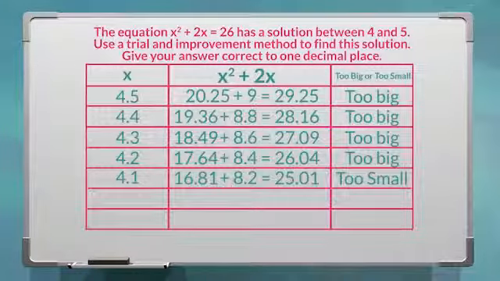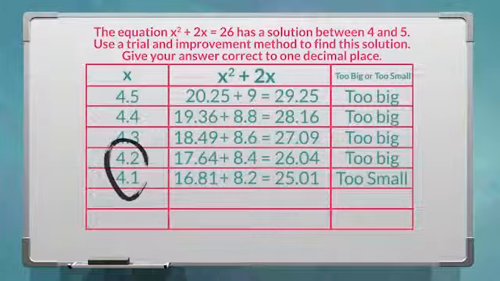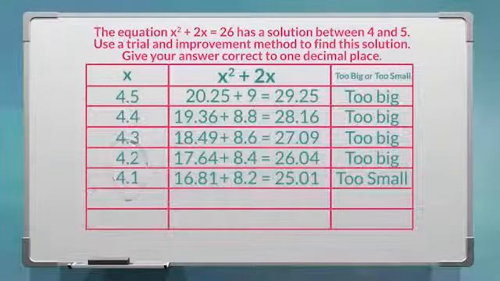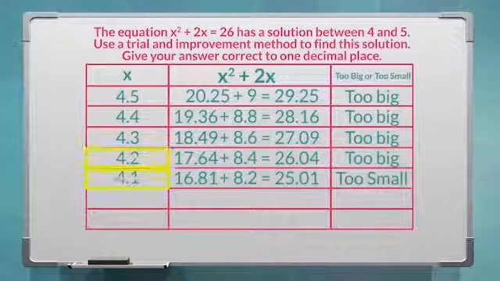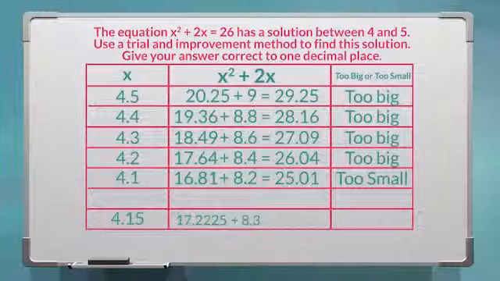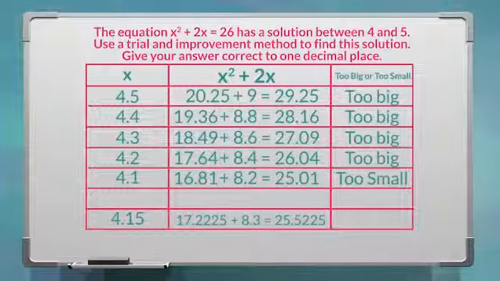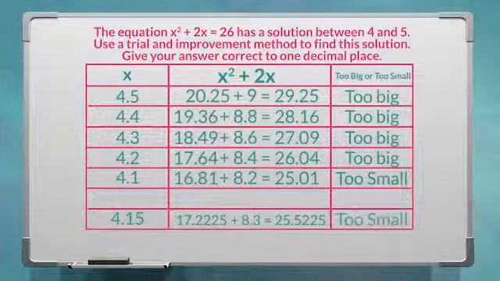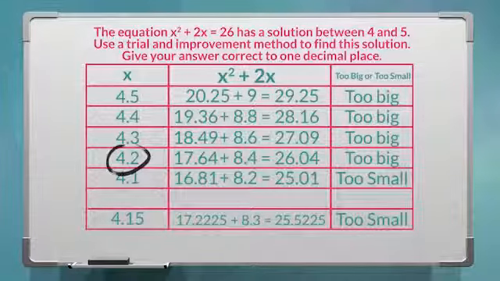You need to test out the value between 4.1 and 4.2. You may be thinking, why? Well, it's just to double check that your answer is correct and is needed to get all the marks on a question like this. So, between 4.1 and 4.2 is 4.15. Testing this out gives you an answer of 25.5225. This is too small and shows us that 4.2 is indeed the correct answer.